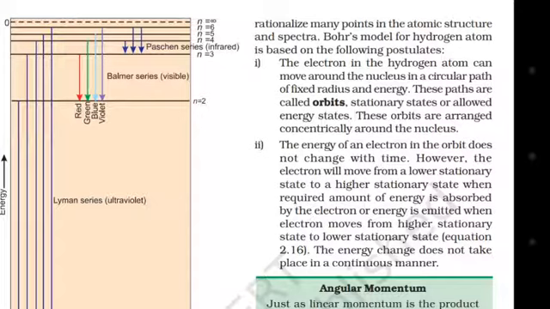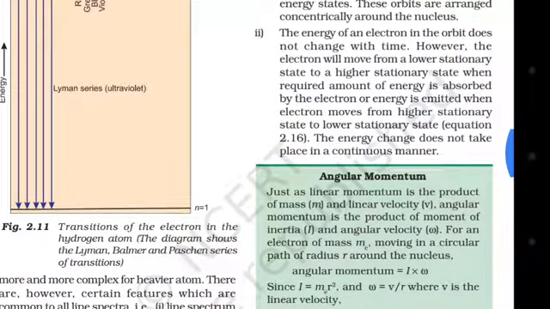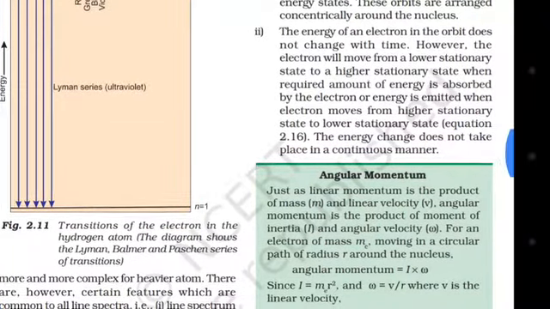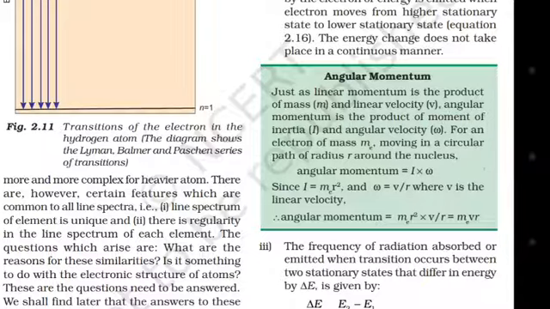Stationary states are allowed energy states. These orbits are arranged concentrically around the nucleus. Second, the energy of an electron in the orbit does not change with time. However, the electron will move from a lower stationary state to a higher stationary state when the required amount of energy is absorbed by the electron, or energy is emitted when the electron moves from a higher stationary state to a lower stationary state. In equation 2.16, the energy change does not take place in a continuous manner.